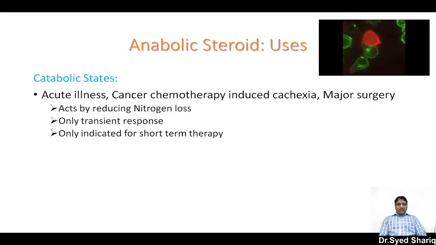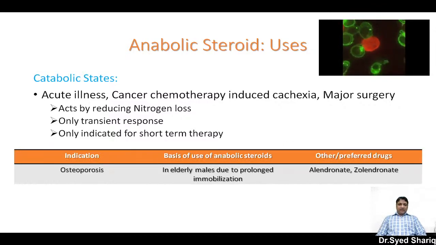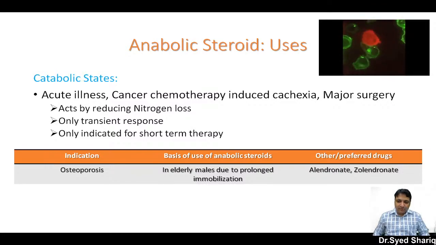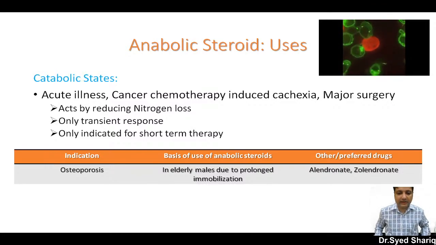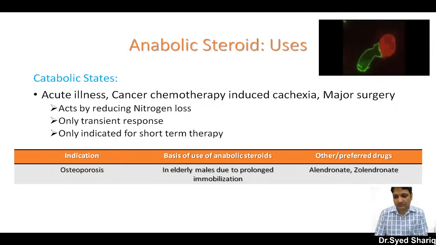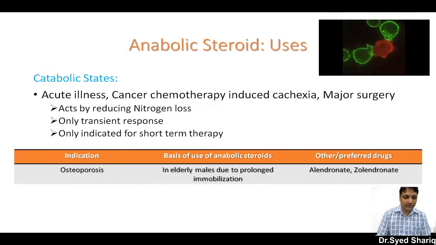Apart from this, they can also be given for osteoporosis, although they are not the first choice. Alendronate or zoledronate, which we'll study in the classes of calcium metabolism, are usually preferred. In elderly males who are immobilized due to any fracture or any chronic illness, where osteoporosis has set in, you can actually give this in a shorter course of therapy. But you have to understand that the preferred drugs are still alendronate and zoledronate.